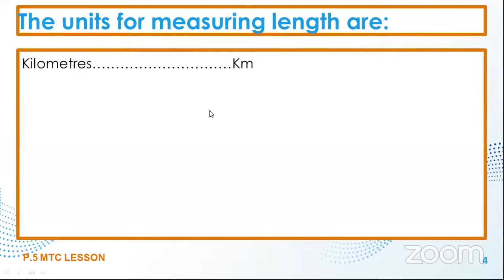We have kilometers. Now, when you look at our roads, for example, if I'm moving from here up to Lira, on the roads there, they have measured the distance in terms of kilometers. For example, if I'm moving from here up to Gulu, the distance from Kampala to Gulu is about 365 kilometers. So we have kilometers as one of the units for measuring length.